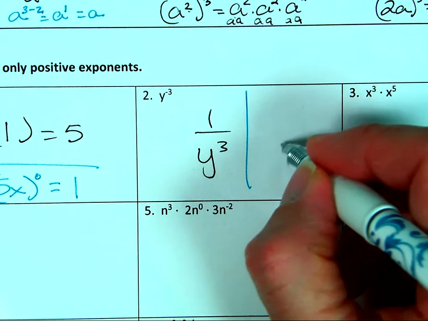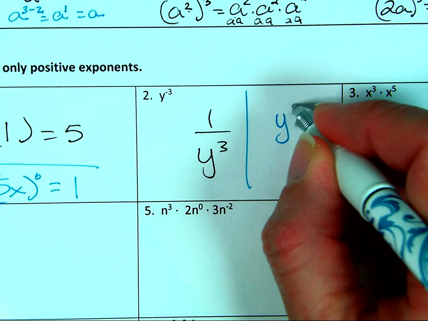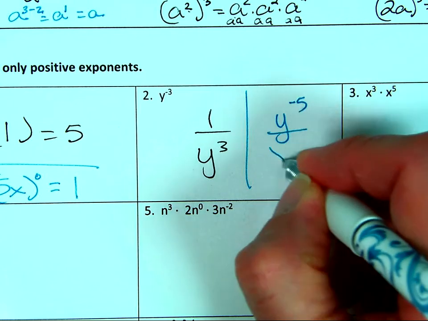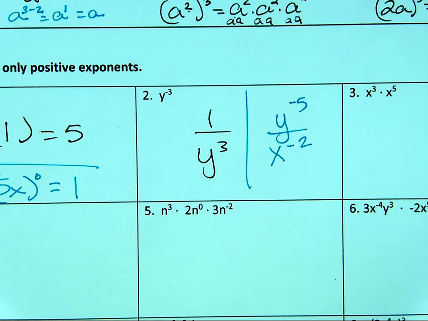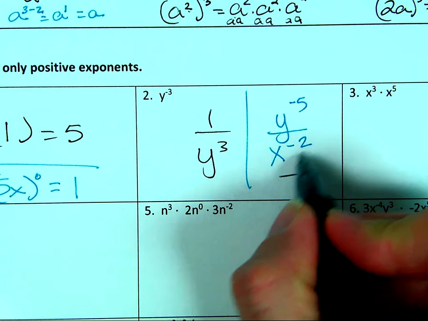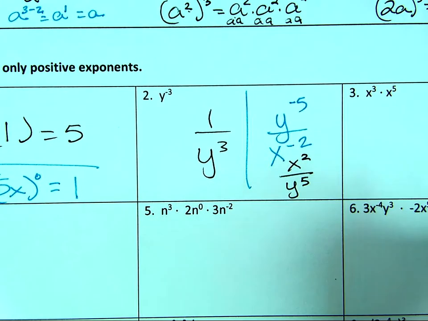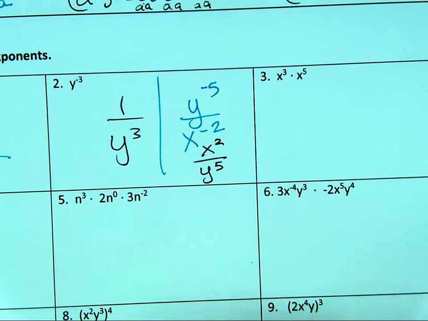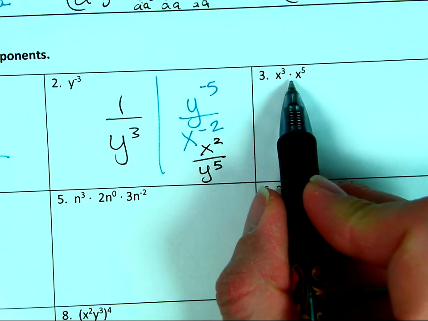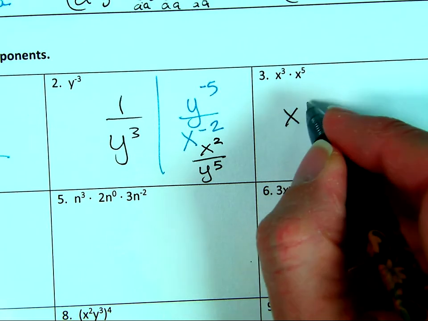Same thing as if I had y to the negative 5 over x to the negative 2. They're both negative, so if I moved this guy up, he would become positive. If I move that guy down, he would become positive. So a negative exponent, just move that whole expression to the numerator if it's in the denominator, and it becomes positive. The exponent becomes positive. All right, we're multiplying, so we just add exponents. So that's just x to the 8th.